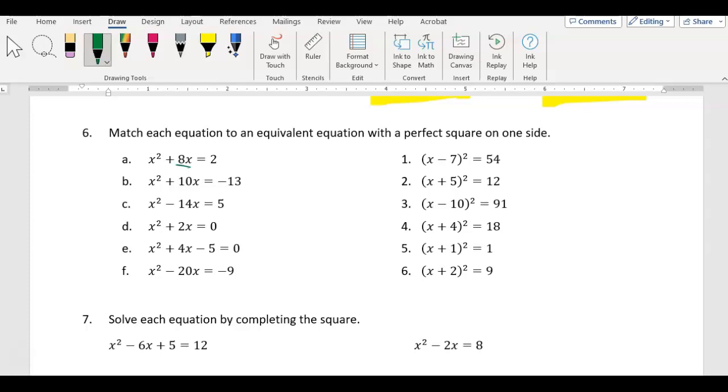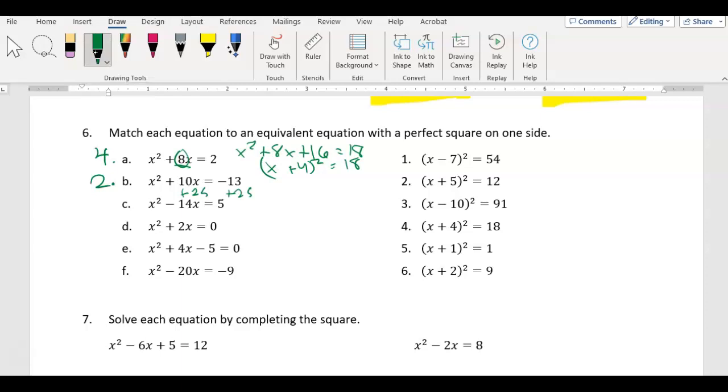So for this one, if I wanted to make this a perfect square, I would take half of that as 4, add 16 to both sides, so that would be x squared plus 8x plus 16 equals 18. And then this then would be x plus 4 squared equals 18. So that's number 4, right? For this one, I'm going to add 25 to both sides, and I'll end up with x plus 5 in parentheses equals 12. So that's number 2, okay?